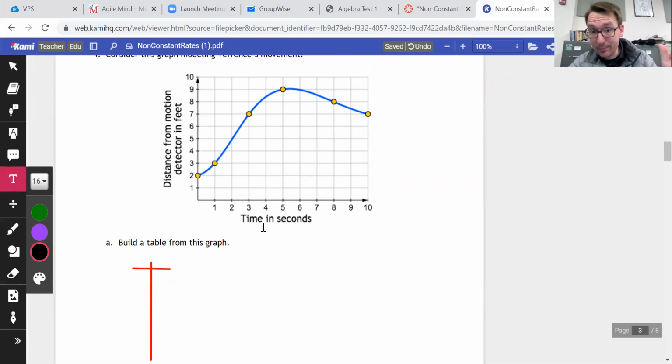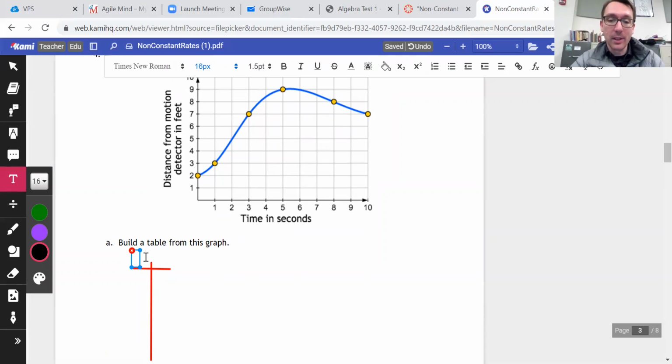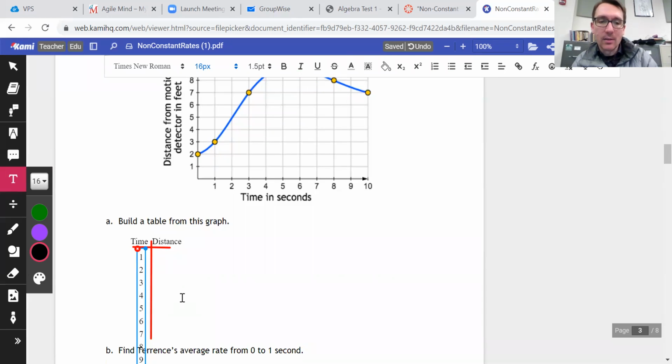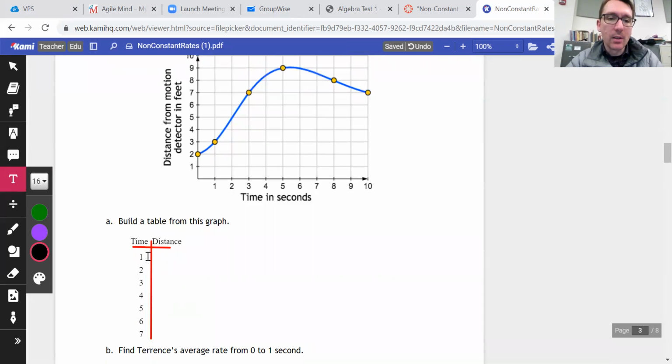Traditionally, we like to put this one first, because if you remember, this is our independent variable and this is our dependent variable, and usually we like to know the independent first since it affects what the dependent does. So time, distance, like so. Okay, so how many times are there? There's 1 second, 2 seconds, 3, 4, 5, 6, 7, 8, 9. I'll let you go up to 7 since it doesn't fit. If you want to keep going to 10, go for it.